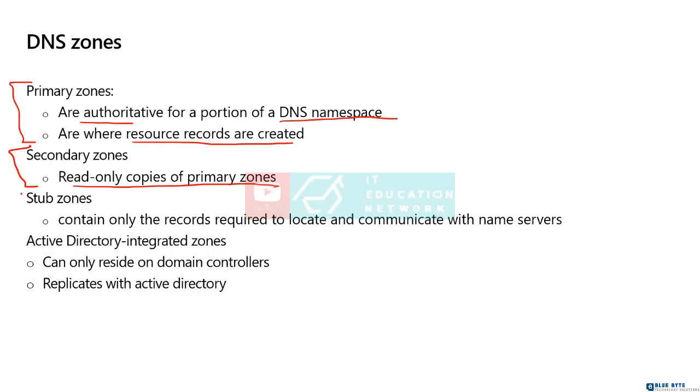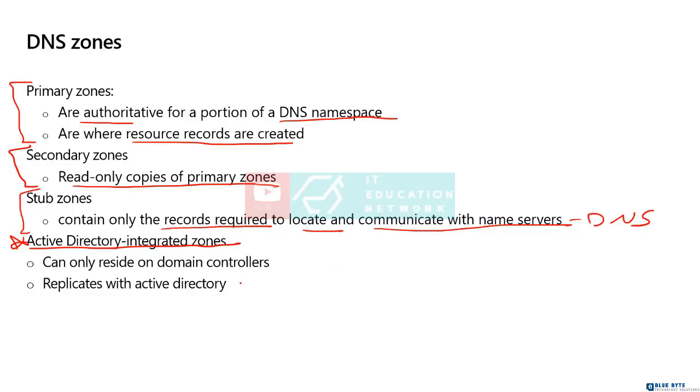We also have a stub zone. A stub zone contains only records required to locate and communicate with name servers. Now, name servers are just DNS servers. So in this type of zone, the only thing you actually have would be records for other DNS servers. Now, we'll put this in a graphic, so it'll be very clear in just a moment as to when you would use which one. The most common type of zone, Active Directory Integrated.